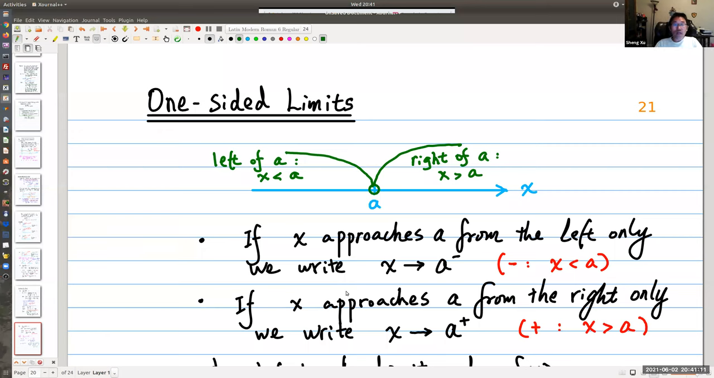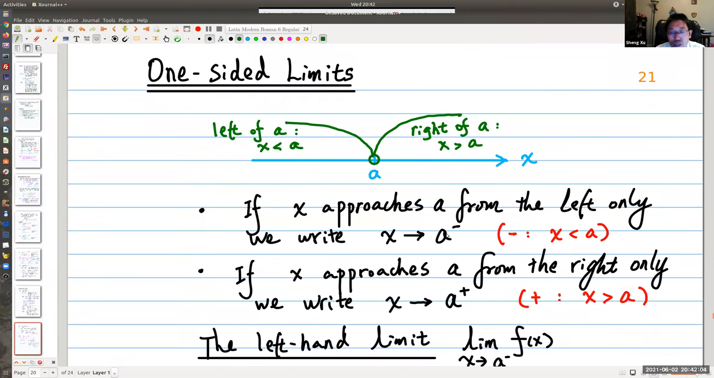Previously, we defined a limit intuitively, and we said x approaches a. When we say that, it means x approaches a from both the left and the right, from both sides. But sometimes we are interested in the behavior of a function when x approaches a from just one side. In this case, we have so-called one-sided limits. Say this is the number line and a is right here. If x approaches a from the left, x is getting closer and closer to a but x should be less than a, because it's from the left. Then we can write x approaches a minus.